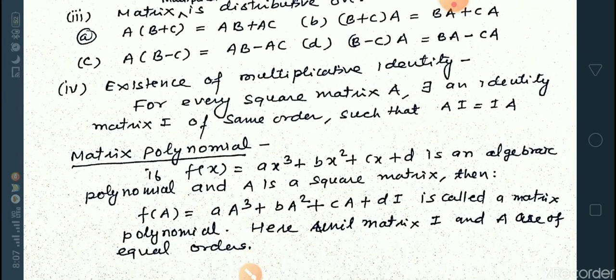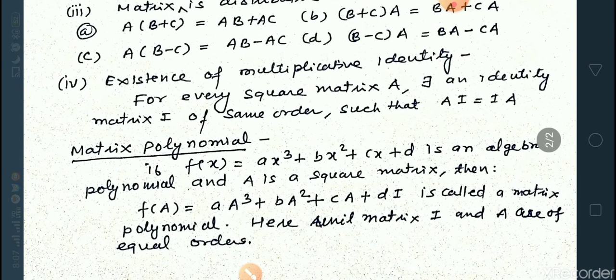Now, matrix polynomial. There are certain questions in the exercise to find a function of A, where A is a matrix. Many students commit mistakes while solving this, so here is clarity about matrix polynomial. If f(x) is equal to ax cube plus bx square plus cx plus d, an algebraic polynomial, and A is a square matrix, then f(A) is equal to, simply replacing x by A, aA cube plus bA squared plus cA plus dI, which is called a matrix polynomial.